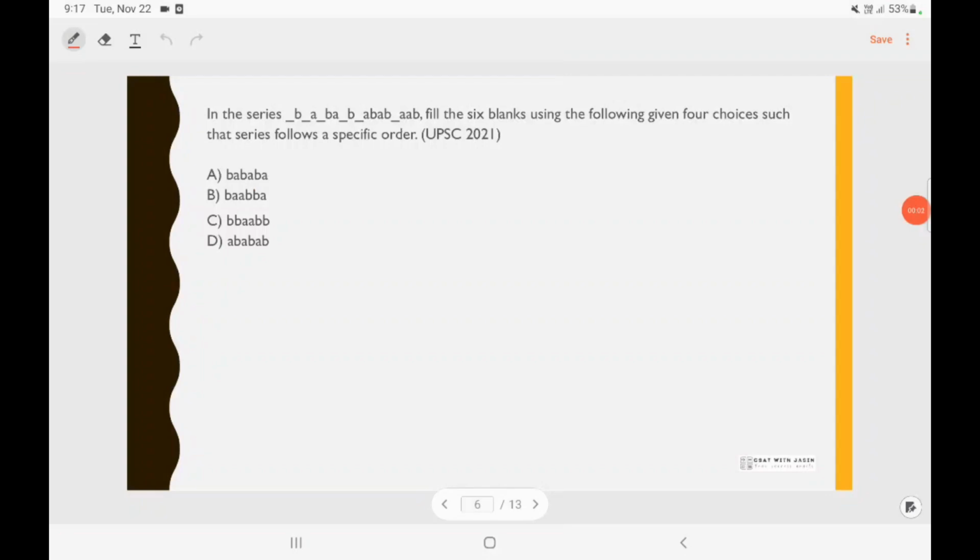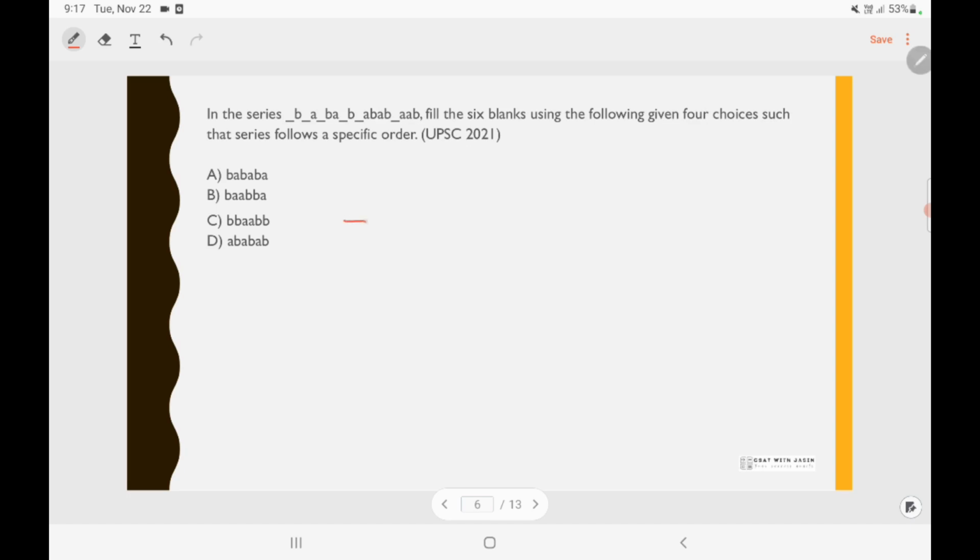So now let us solve some questions from UPSC. I'll be giving you some tricks to find out the answers for the problems on series. If you are getting a question like this in the series, there is a series given and you are given some blanks. So you need to fill the blanks with the correct option.